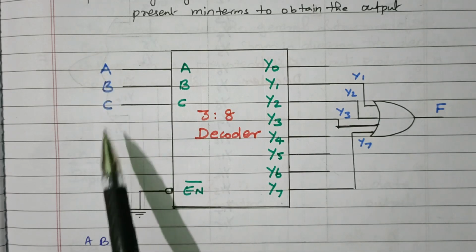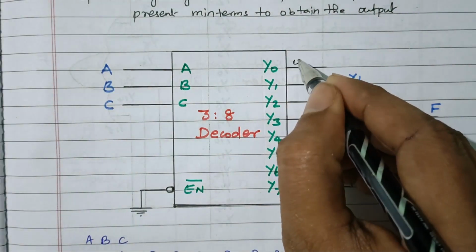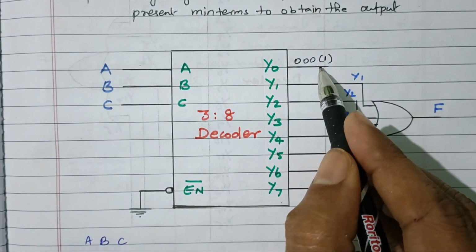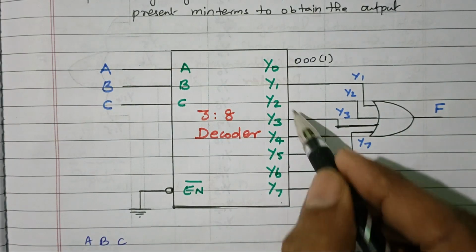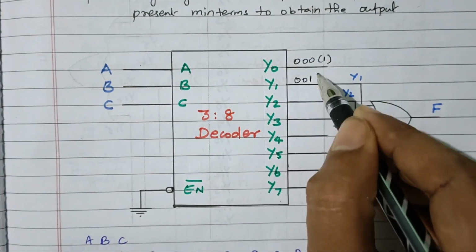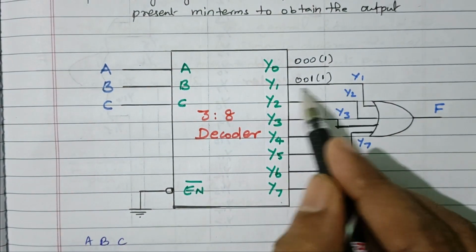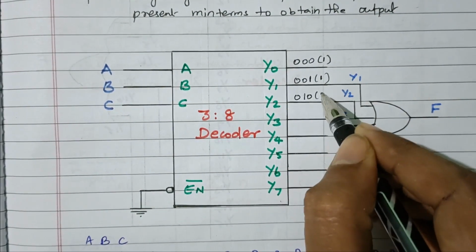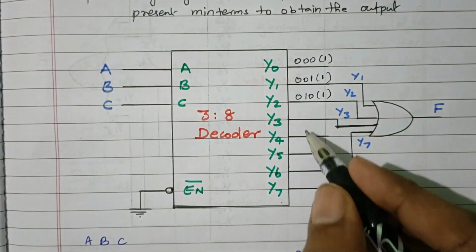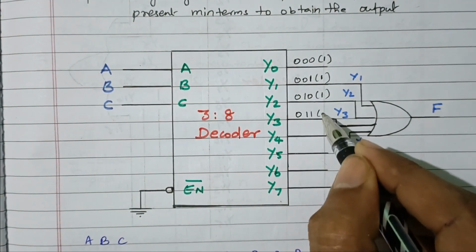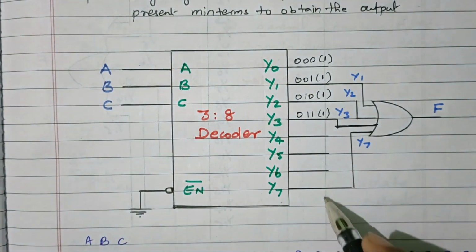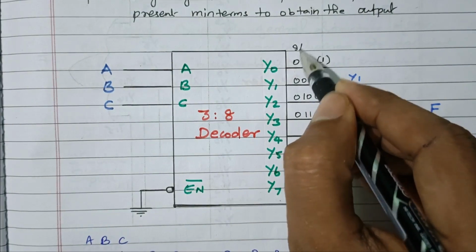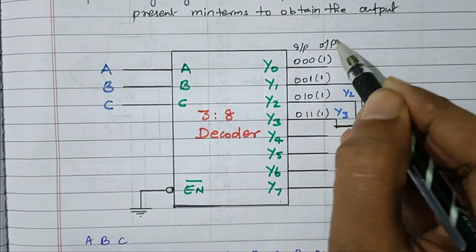For example, A, B, C may be 0, 0, 0. If all are 0, we'll get the output high here, 1. Other digits are 0. 0, 0, 1 means we'll get the high output here. Other digits are 0. 0, 1, 0 means we'll get the high output. Other digits are 0. 0, 1, 1 means we'll get the high output. Other digits are 0. So these 3 is the input and this is the output, right? The first 3 digit input, this is output.